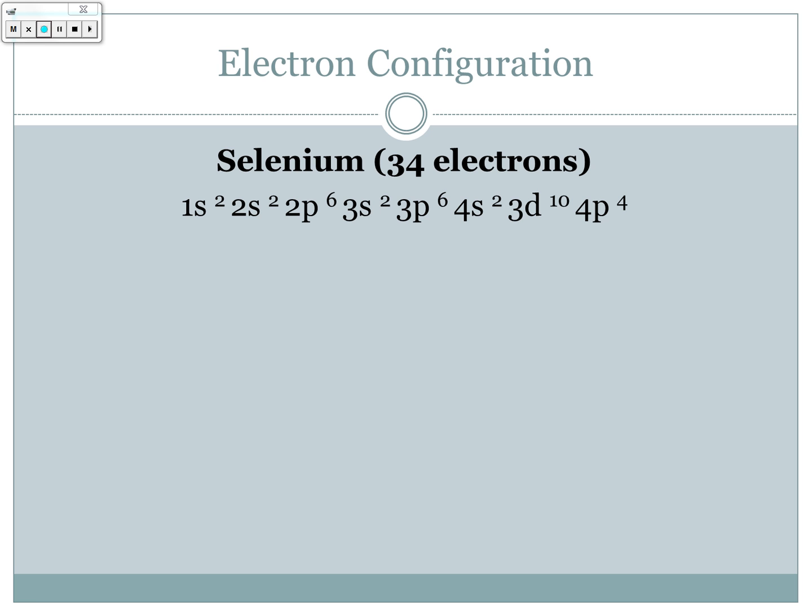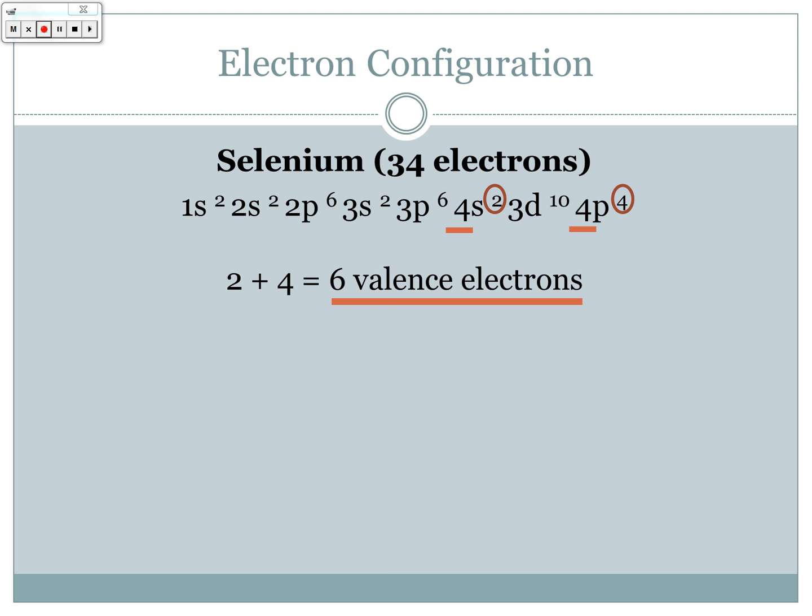Alrighty, so you should have correctly identified the highest energy level as 4. There are a 4s orbital and 4p orbitals available. Selenium has 2 4s electrons and 4 4p electrons. So 2 electrons in the 4s and 4 in the 4p. When you add 2 and 4 together, you get 6 valence electrons. So selenium has 6 valence electrons.